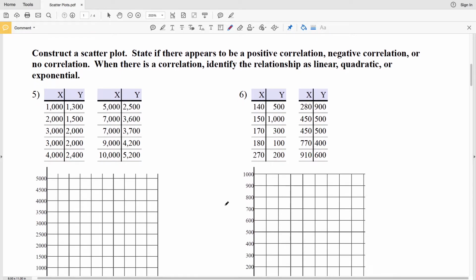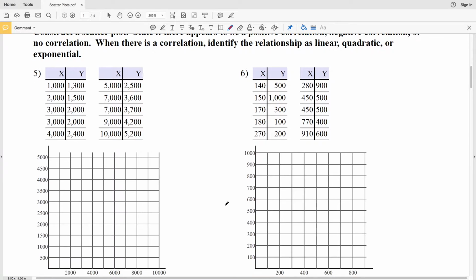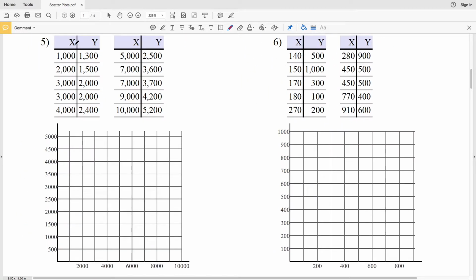In number 5 and 6, we're still going to state if there appears to be positive or negative correlation or no correlation at all. And then when there is correlation, we're going to identify if it's linear, quadratic, or exponential. However, now we're also going to need to construct that scatter plot. So graphing the points in number 5, when x is 1,000, which is here, y is going to be 1,300, which falls approximately here. When x is 2,000, y is 1,500. When x is 3,000, y is 2,000.